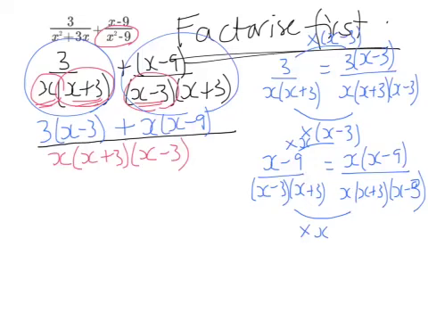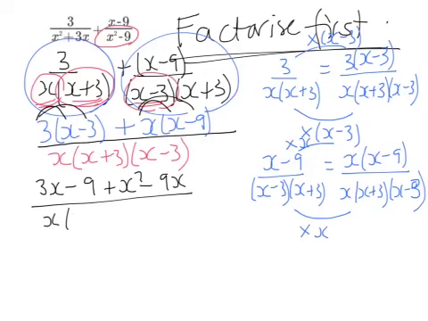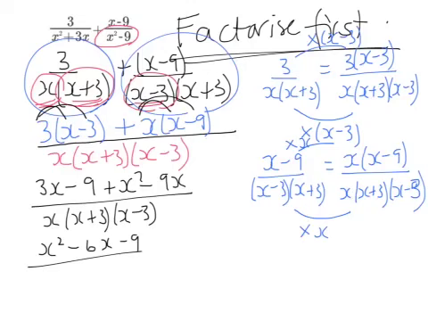Right, let's have a look. I think I've got a bit of space actually on here. So we're going to times out the top. 3 times x is 3x. 3 times minus 3 is minus 9. x times x is plus x squared. And x times minus 9 is minus 9x. And then on the bottom, I'm just going to leave him. I'm not going to bother to times out the bottom. Okay, so on the top, I'm left with x squared minus 6x minus 9 over x, x plus 3, x minus 3. And that's it.